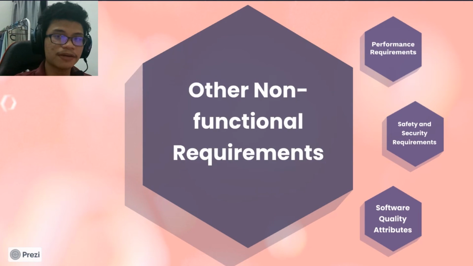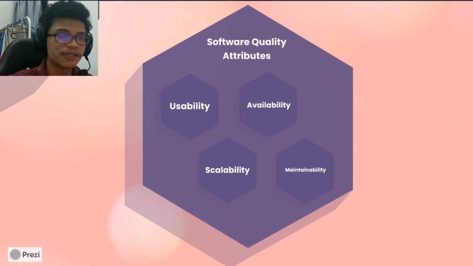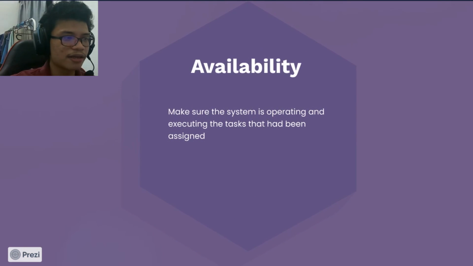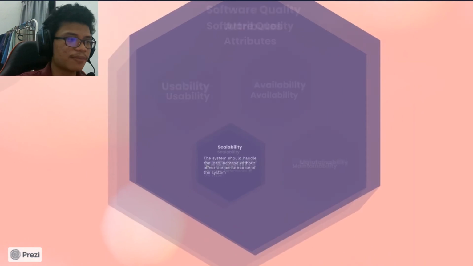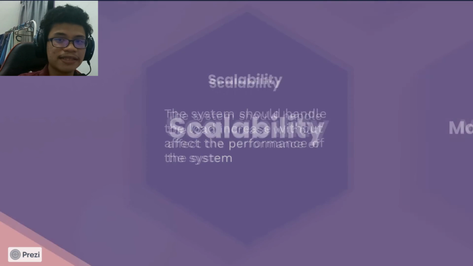So the last but not least, the software quality attributes. So we have about four, which is usability, availability, scalability, and maintainability. In the usability, the website should be user-friendly and easy to use. In the availability, the system should be able to execute the tasks that have been assigned to it. In the scalability, the system should handle the load without decreasing the performance of the system.